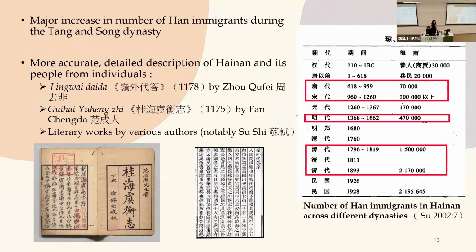And it is also during the Song dynasty that more accurate and detailed descriptions of Hainan and its people emerged. Notable ones include 岭外代答 by Zhou Qufei and 桂海虞衡志 by Fan Chengda, both written in the 12th century. And the authors of these texts worked as local officials in the Lingnan area and thus had a more direct and even first-hand experience of the subject matter. So poems, prose, and other literary works written by literati who lived in Hainan also contain relevant information. And not only are these written records much more reliable, they also contain more vivid details about the daily life of people on the island.